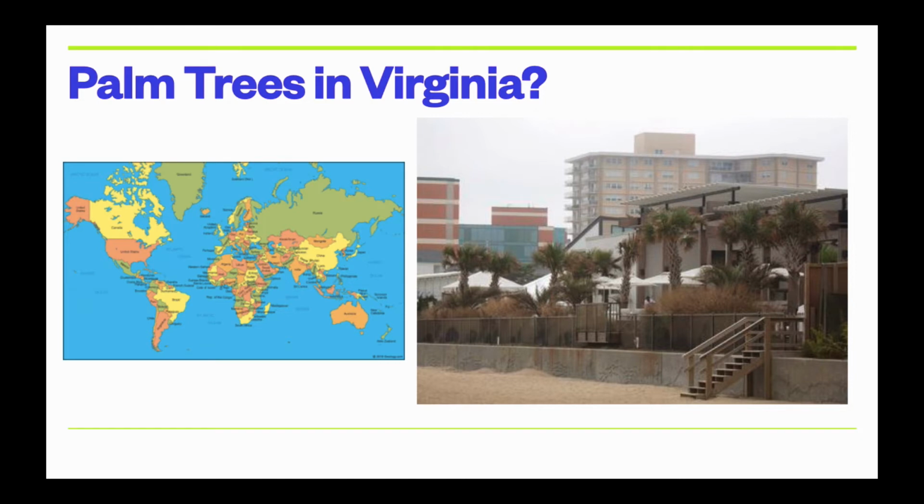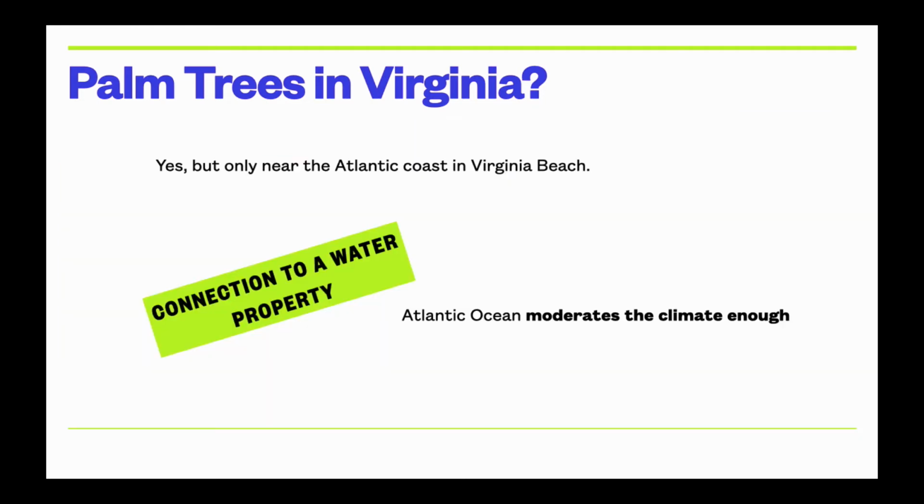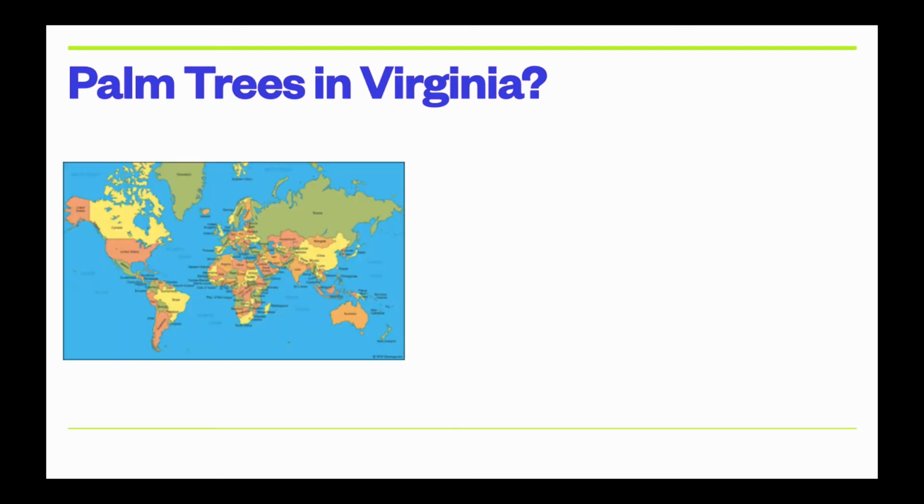All right. So if we think about that, how does that connect to water properties? Well, the Atlantic Ocean is a large body of water and it moderates the climate enough so that warm weather plants like palm trees can possibly survive in Virginia Beach. But you would never find palm trees inside of the United States, like in Kansas or Nebraska or anywhere in the Great Plains, even if it's at the same latitude as Virginia Beach.